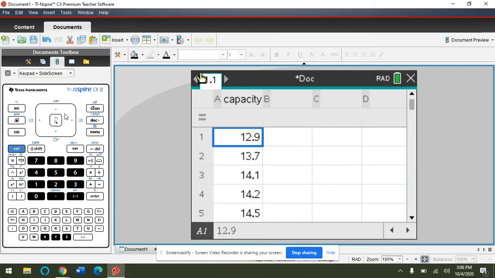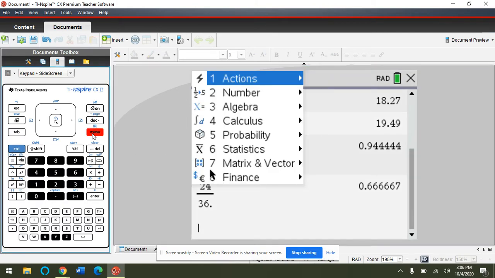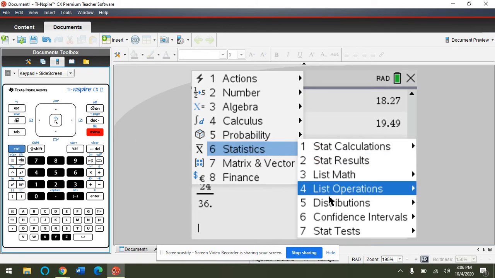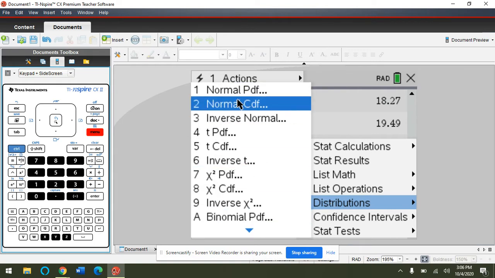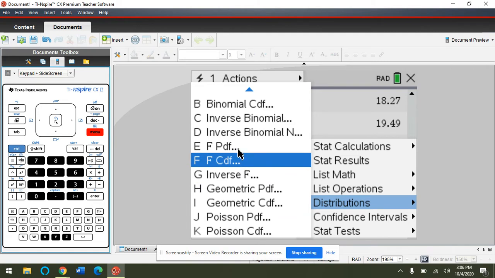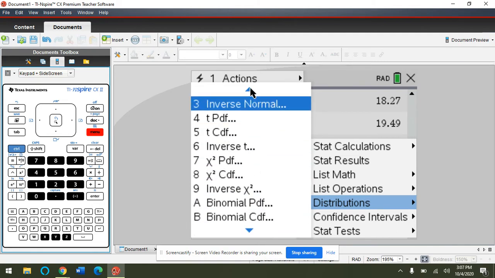A way that we can do this, if I open up a scratch pad in my calculator, is you can choose menu, and then we're going to go to statistics, distributions. And we're working on the normal curve. This year, we're going to literally do this entire menu, right? This whole menu here we're going to do. Oh, except a couple, this one right here, we don't do F. Everything else we do.